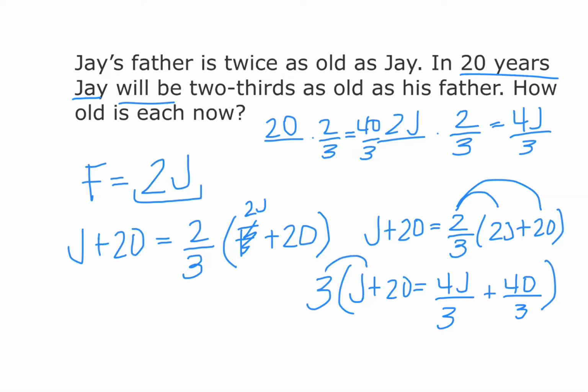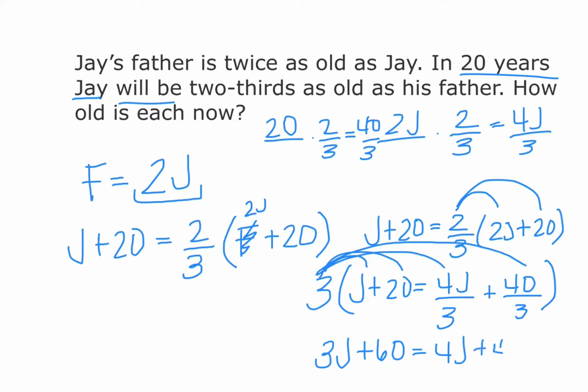So 3 times J is 3J. 3 times 20 is 60. 4J over 3 times 3 is just 4J. And 40 over 3 times 3 is just 40. Okay, so now that we have this, I'm going to rewrite it over here so it's easier to see. Plus 40.